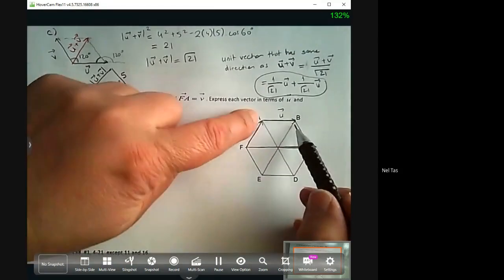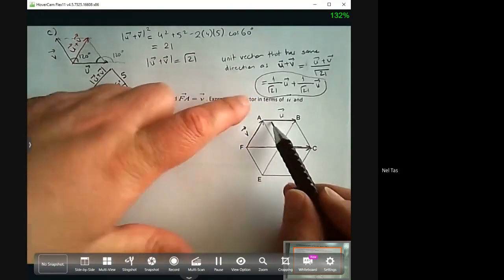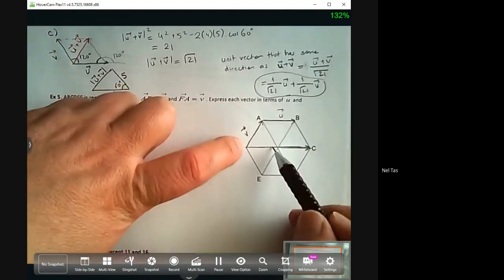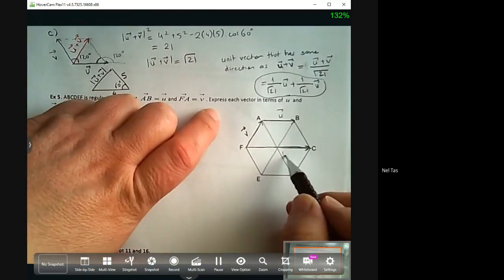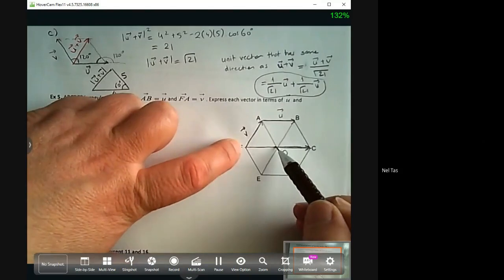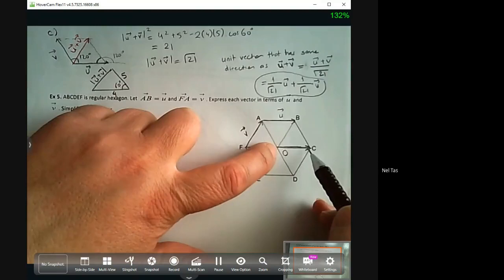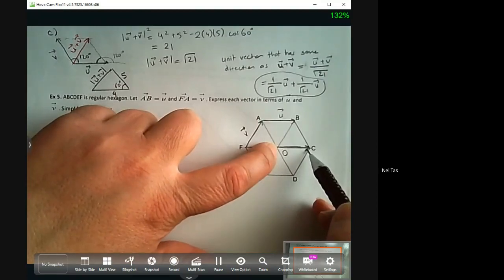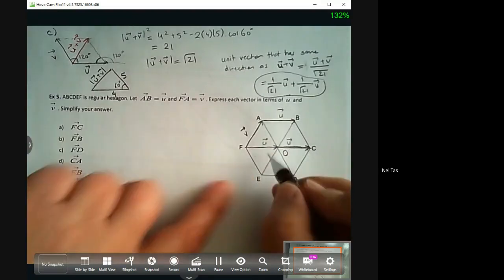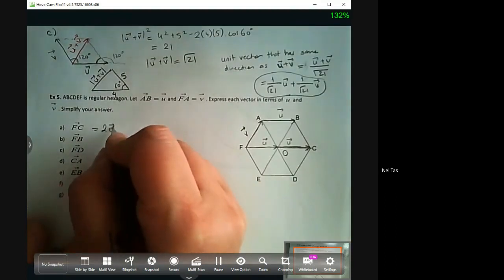So as you see, again, this is a regular hexagon, and these are all equilateral triangles. So this vector is same as this vector. So if I call this O, AB vector is same as FO vector. And there's also a parallelogram, you can see, also same as OC vector. So this is U, that is another U. So looks like FC is 2U vector.